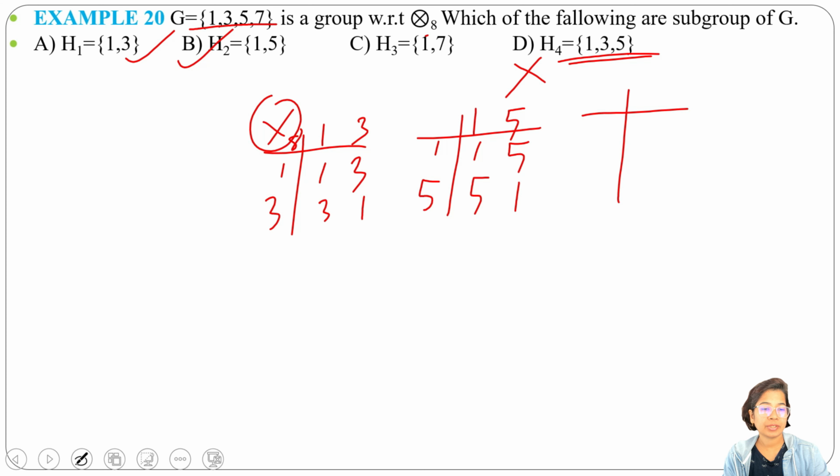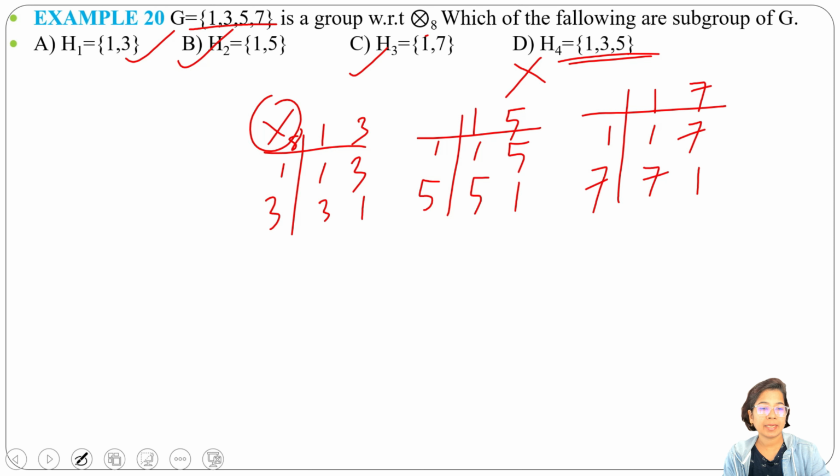Next check option C, S3. 1, 7. Here also 1, 7. 1 into 1, 1. 1 into 7, 7. 7 into 1, 7. 7 multiplication 7, 49. 49 divided by 8, remainder is 1. It is closure, associative. It has the identity 1. For 1, inverse is 1. For 7, inverse is 7. Hence it is a group.